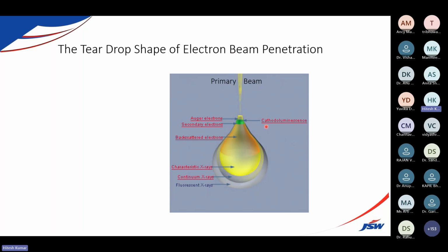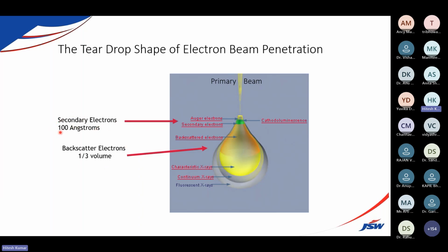These are the secondary electrons that we are talking about. Because, as we are talking about, backscattered electrons come from basically one third of your interaction volume.